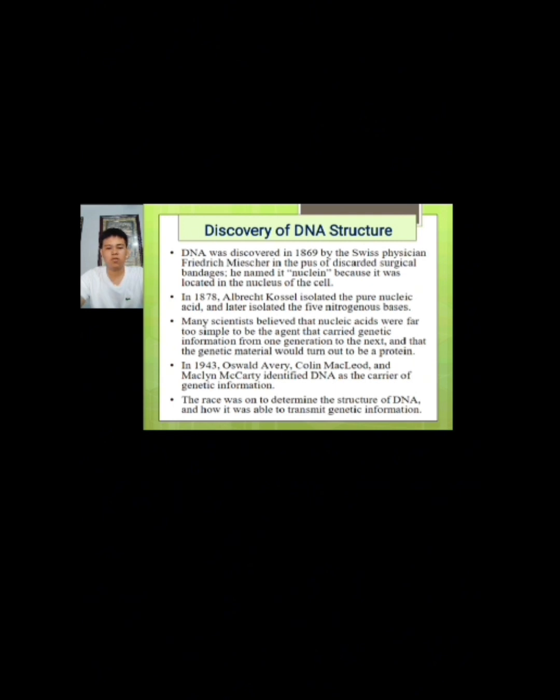So in 1943, Oswald Avery, Colin MacLeod, and Maclyn McCarty identified DNA as a carrier of genetic information. The race was on to determine the structure of DNA and how it was able to transmit genetic information. This led to one of the most significant discoveries in biology by James Watson and Francis Crick in 1953, when they proposed the double helix structure of DNA.